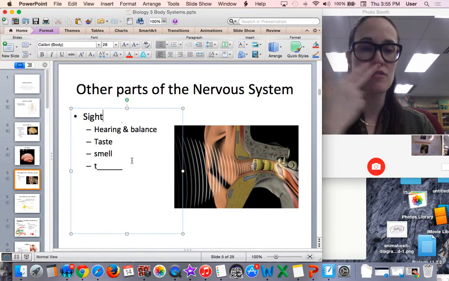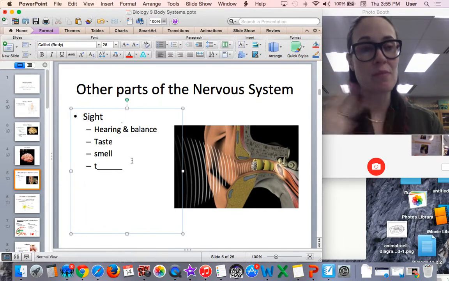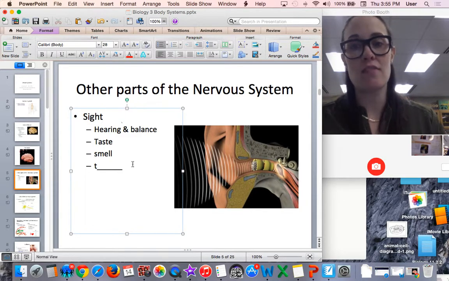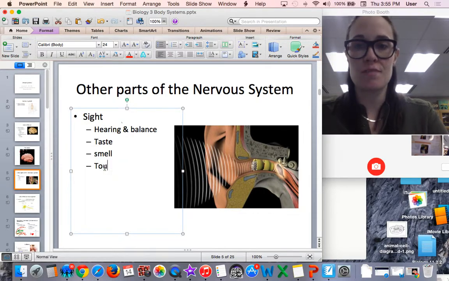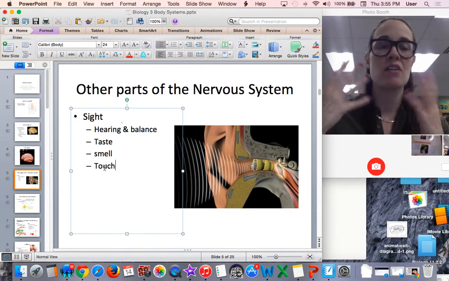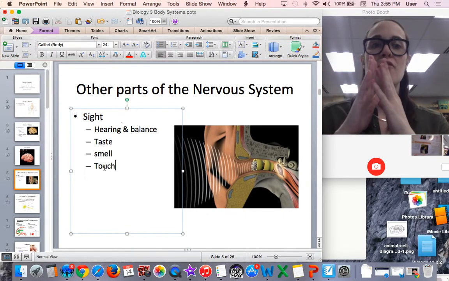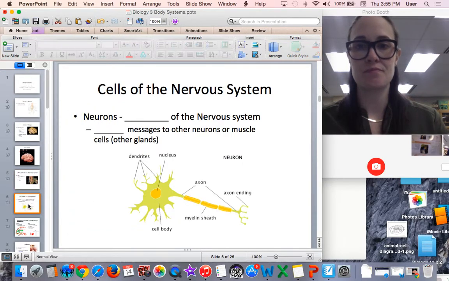Your smell, so your nasal cavity is actually lined with receptors that pick up and sense smell. And then lastly, touch, our ability to sense hot and cold or pain with our skin. Through our skin, there's receptors of the nervous system located there.